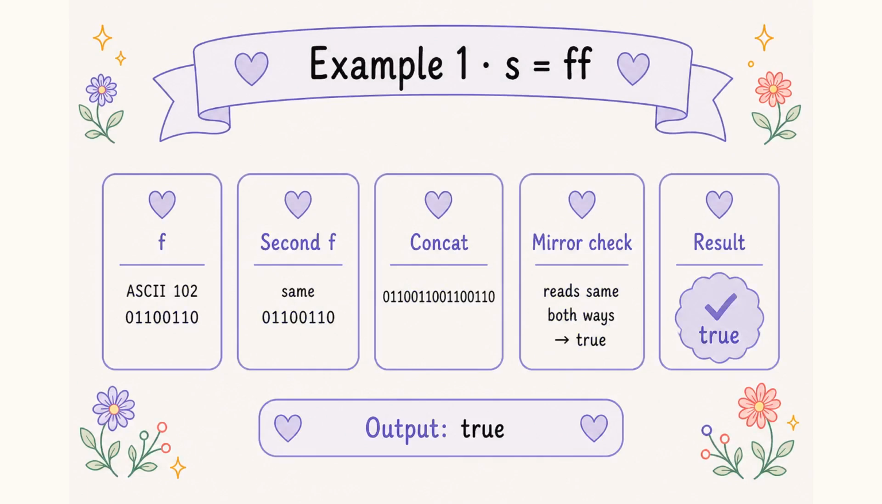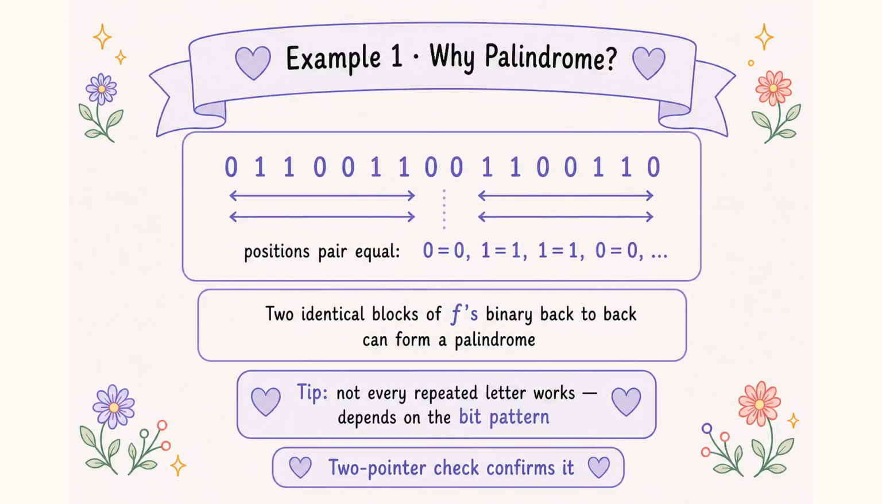Example 1, S is FF. The letter F has ASCII 102, binary 01100110. The second F is the same. Concatenate to get 16 bits, 0110011001100110. It reads the same both ways, so the answer is true. Why is that a palindrome? Pair the ends of the 16-bit string. Each left bit matches its right partner. 2 identical 8-bit blocks of F can form a palindrome for this bit pattern. A 2-pointer check confirms every pair.